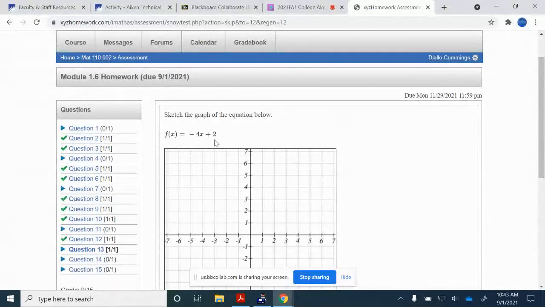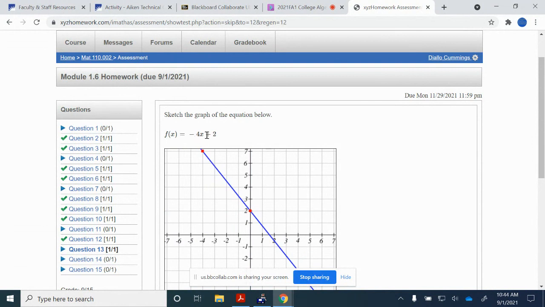I'm going to plot the y-intercept, which is positive 2. So I'm going to find positive 2 on the y-axis, and I'm going to plot that point. From the y-intercept, I'm going to plot the slope. Now, as far as the slope is concerned, the slope would need to be written out in a fraction because we need a rise and a run.